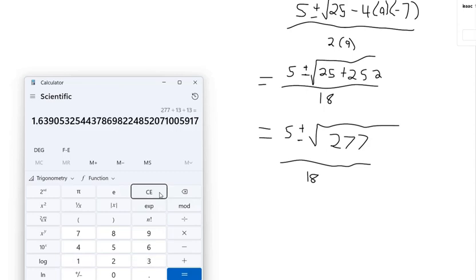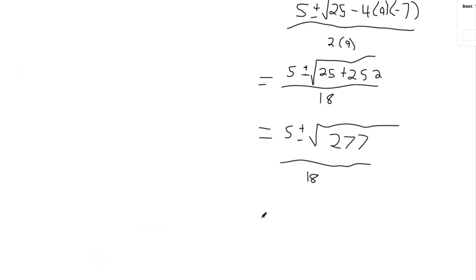What about 13? No. 15, no. 17, no. I think that's it. So the way you'd write this answer in my math lab is 5 plus square root of 277.